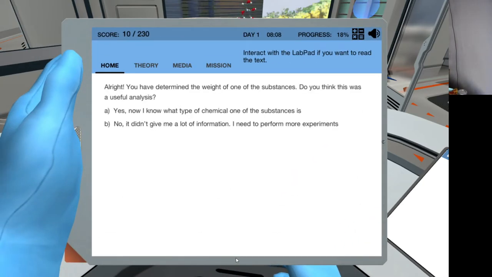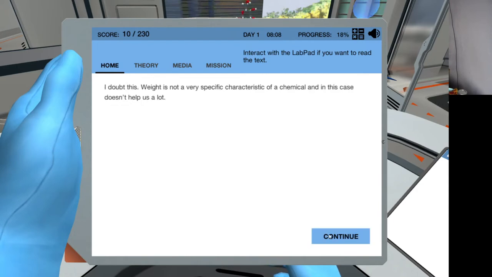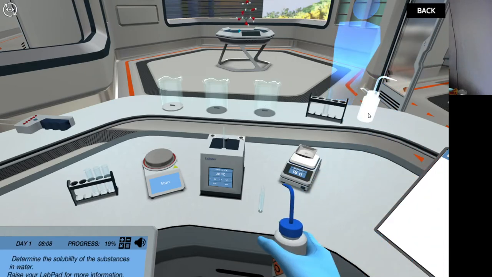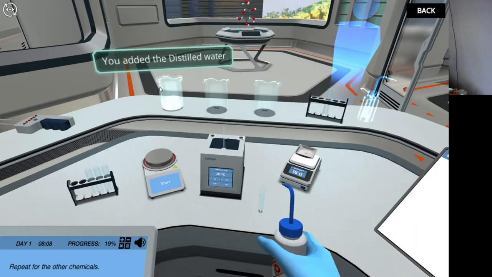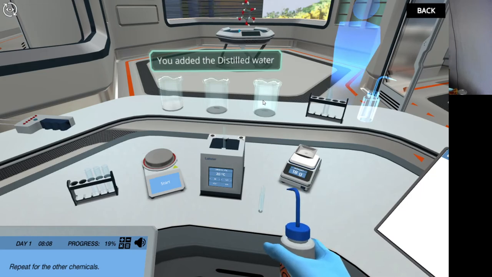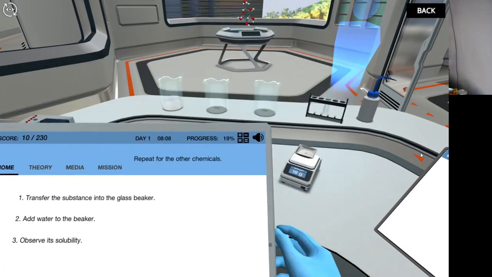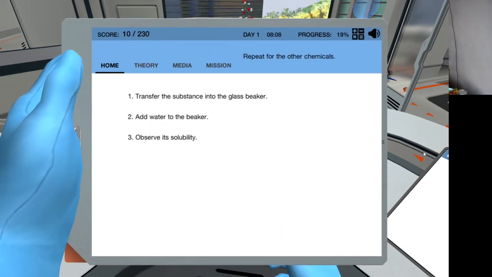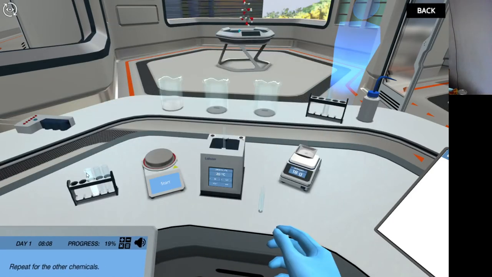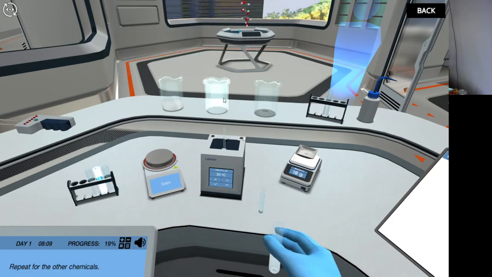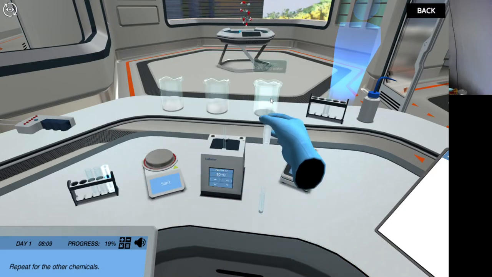You have determined the weight of one of the substances. Do you think this was a useful analysis? I doubt this. Click on the tool you want to use for your analysis. Determine the solubility of the substances in water. Repeat for the other chemicals. Yeah, water. Add water to the beaker, observe its solubility. So I take it wants me to... Okay, that's already got a substance. Substance 2. Oh, these all have the substance.